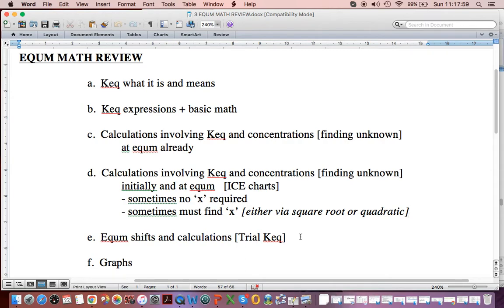If the trial KQ is bigger than KQ, then it's going to shift left to reduce the amount of product and increase the amount of reactant. If the trial KQ is less than the actual KQ, then the reverse is true. It's got to shift right to increase the amount of product and use up some of the reactants.